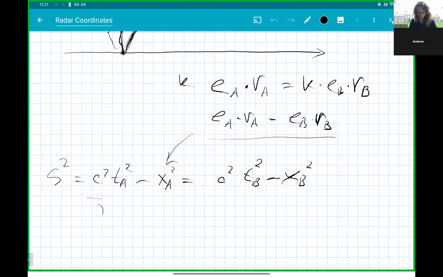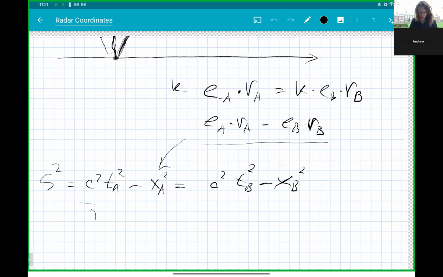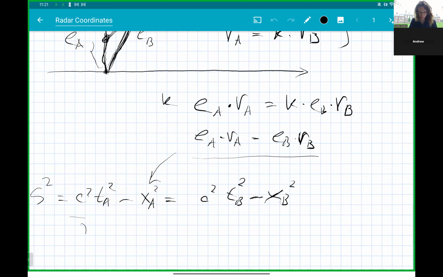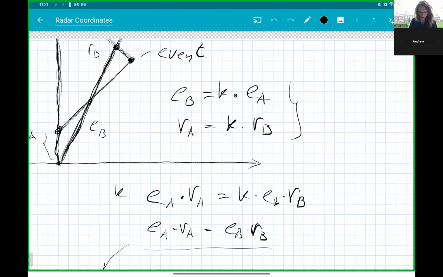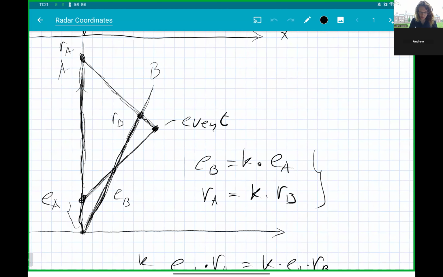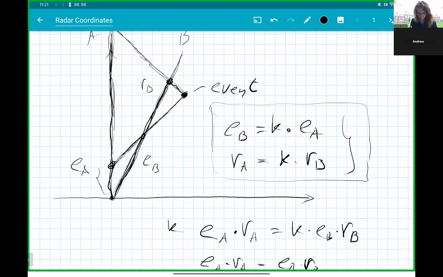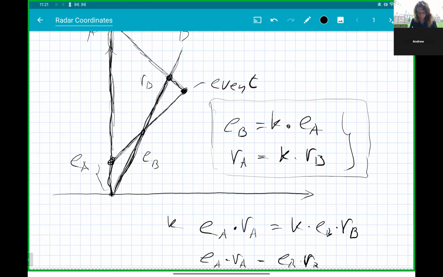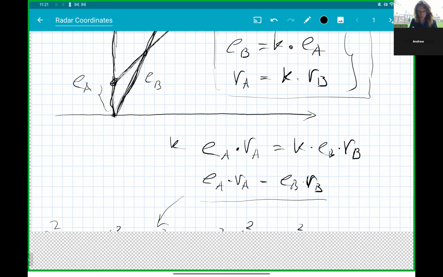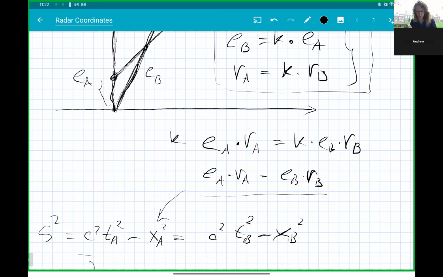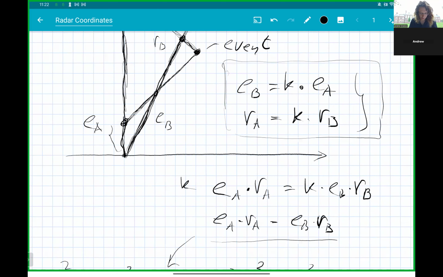Okay, I hope you could see it. If you haven't watched the previous video, watch it because we'll use the results from it. So in the previous video, we have obtained these two equations in the radar coordinates of Alice and Bob, simply from the geometry. And by multiplying them together, we got the conservation of the interval, the invariance of the interval between these two events.